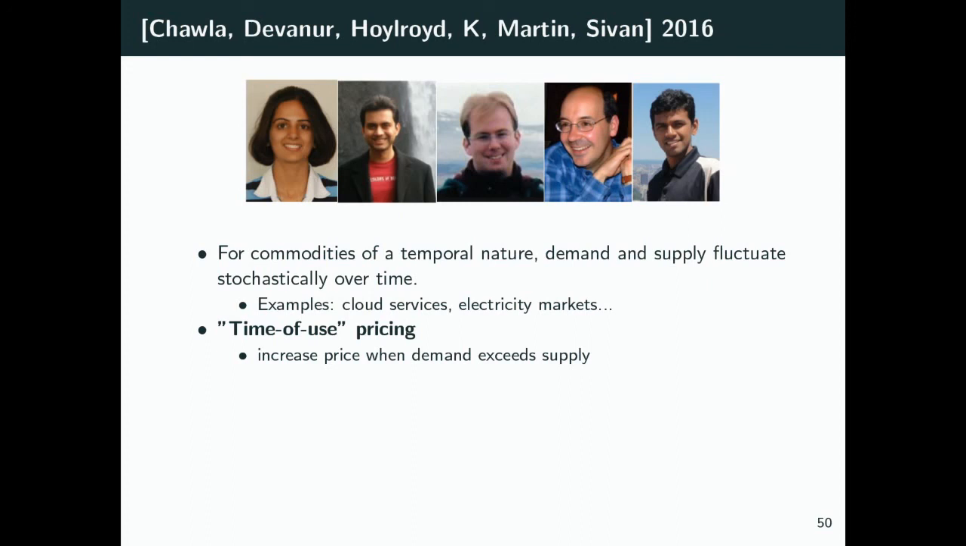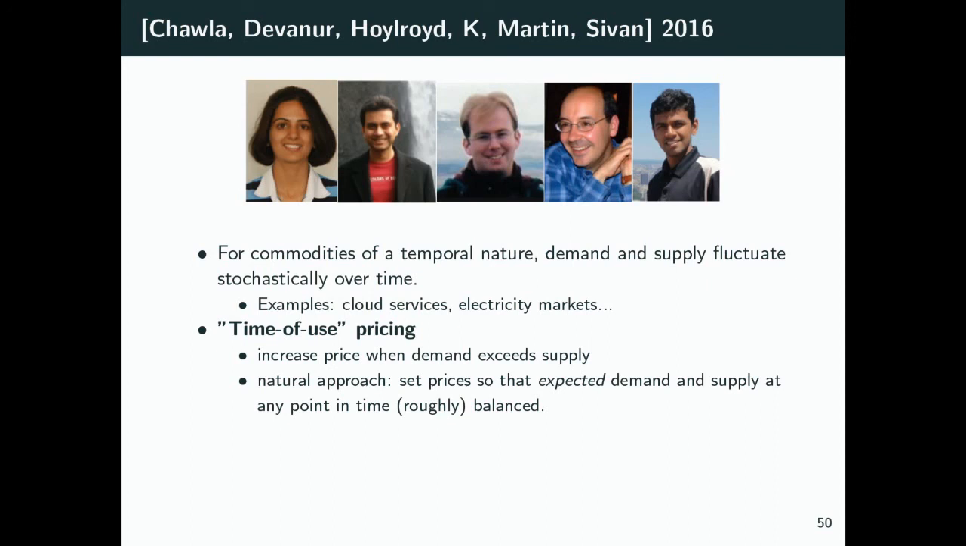So the natural approach here, we were looking at a stochastic setting, is to set prices so that roughly at any point in time, expected demand and supply are balanced. However, you have to deal with the fact that because we're looking at expectations, sometimes bad things will happen, and there could be cascading bad events that occur in this kind of system.